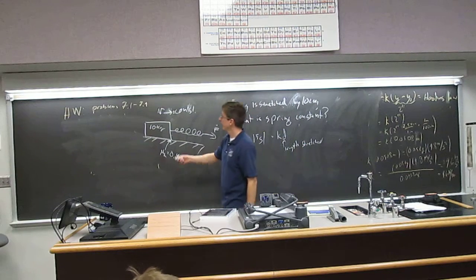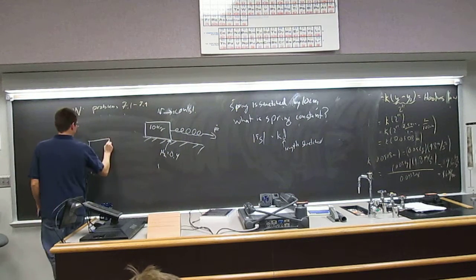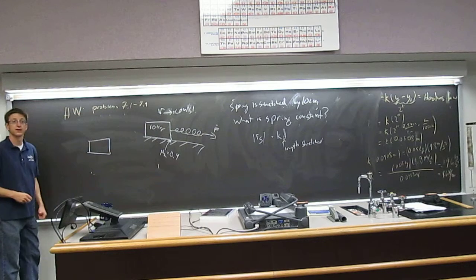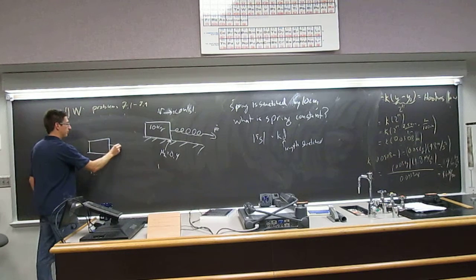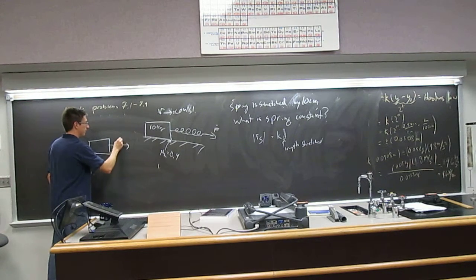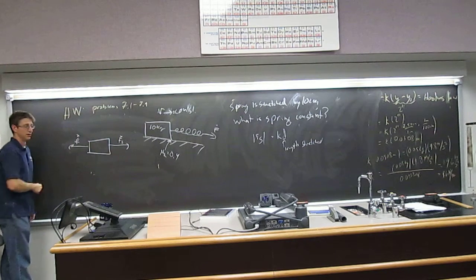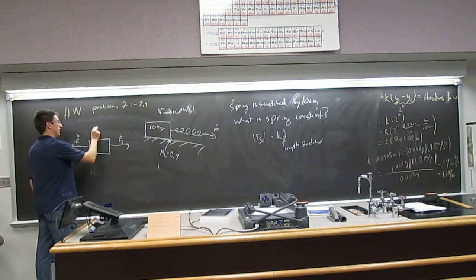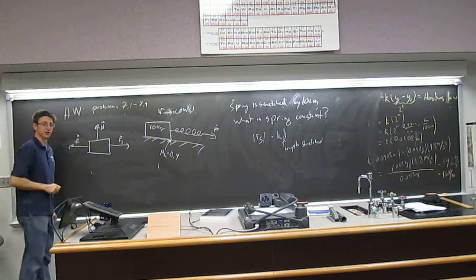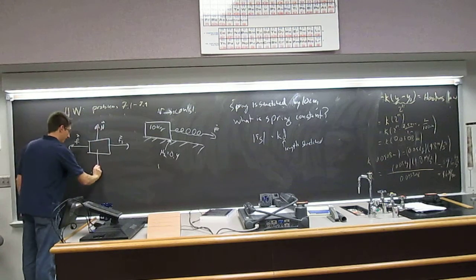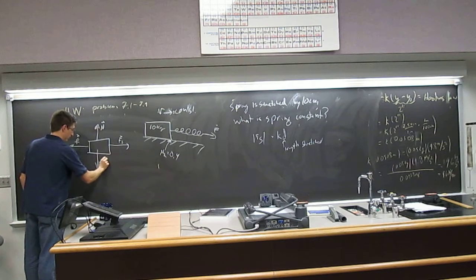So let's go ahead and draw a free body diagram for this. What are the forces? We have the spring force, opposing the friction force. We have a friction force, a normal force going up, and mg going downwards.